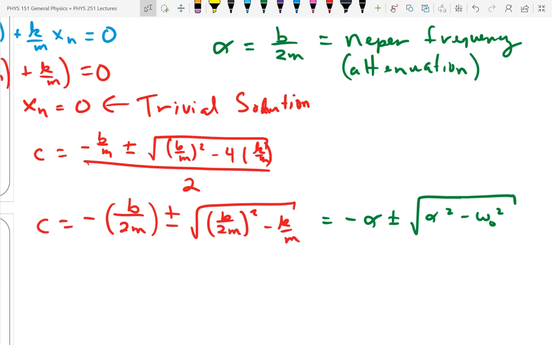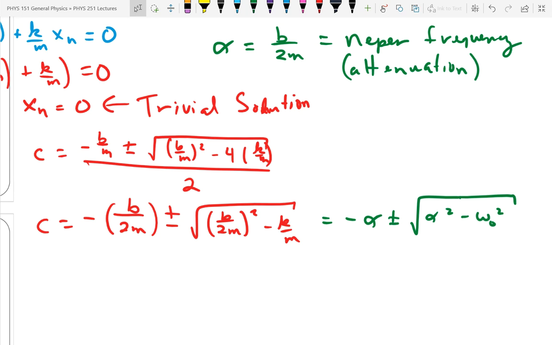Fortunately or unfortunately, there are 3 different regimes we can find relating alpha and omega 0. One regime is, what if alpha is greater than omega 0? Then the thing inside the square root has a positive sign, and so I just have a real plus or minus a real. What if alpha is less than omega 0? Then the thing inside the square root has a negative sign, which means I have alpha plus or minus an imaginary number. And then the third case, what if alpha equals omega 0? Then I only have one root.